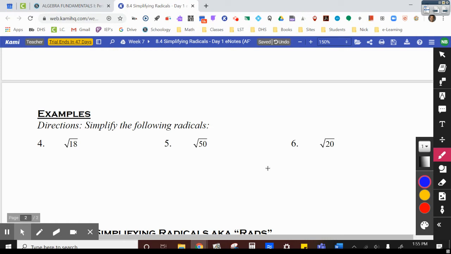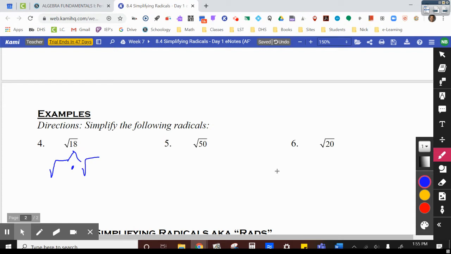All right, so we want to break up the square root of 18 into 2 factors, and one of these factors needs to be a perfect square number. Okay, so we can break up a radical into these two radicals using the multiplication property of radicals, all right?